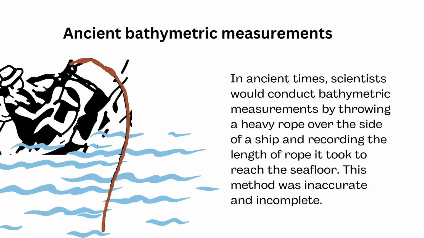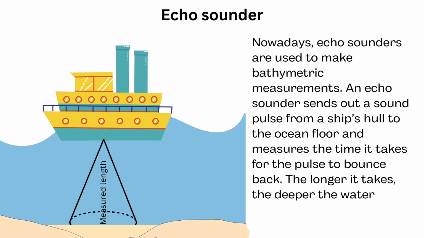But nowadays we are using echo sounders. An echo sounder sends out a sound pulse from the ship's hull to the ocean floor. Here it's shown in the brown color. It measures the time it takes for the pulse to bounce back, how much time it takes for the pulse to return to the instrument. So the longer it takes, the deeper the water.